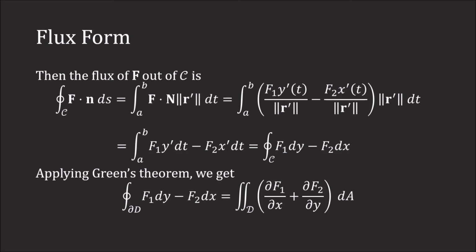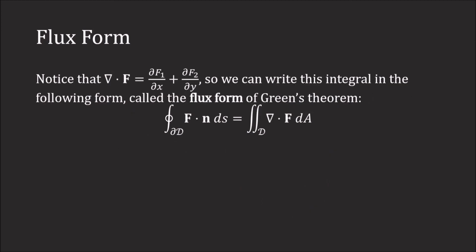Oh, I'm sorry, this is not the flux form, not yet. Because we want to look at this right here. So we're now going to examine this piece. Notice that's just the divergence of f. Using that, we can now write the flux form, which is the circulation along the boundary of D of f dot n ds is the double integral along the domain D of del dot f dA.